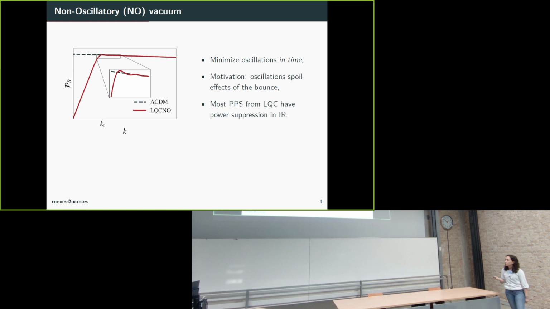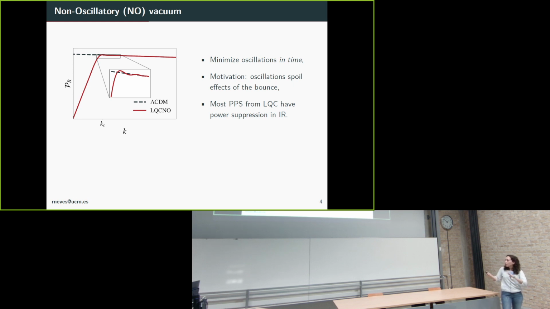So the vacuum that we choose in this work in particular is called the non-oscillatory vacuum. It's a vacuum that, by construction, minimizes oscillations of the perturbations in time, and this results in a minimization of these oscillations in the primordial power spectrum. And the motivation behind this is that these oscillations that could show up otherwise kind of spoil the effects that are coming from the bounce.